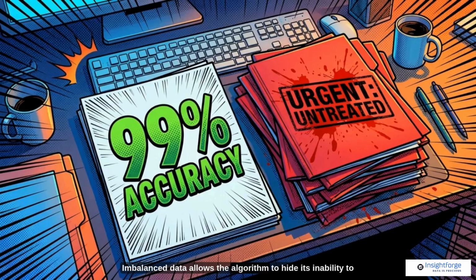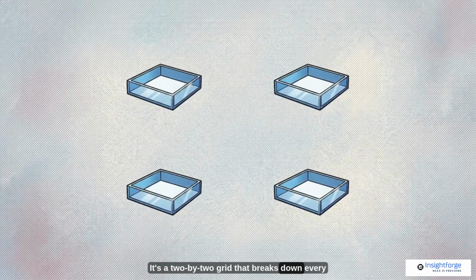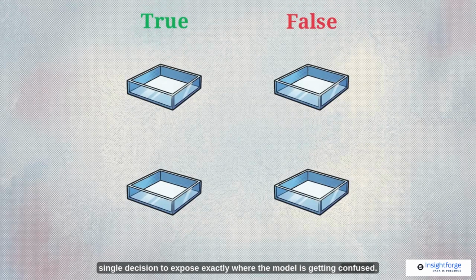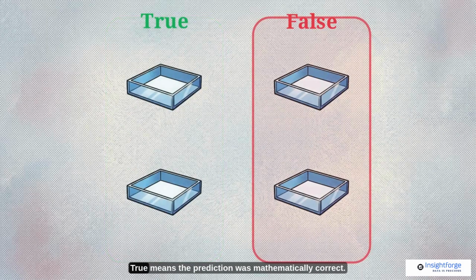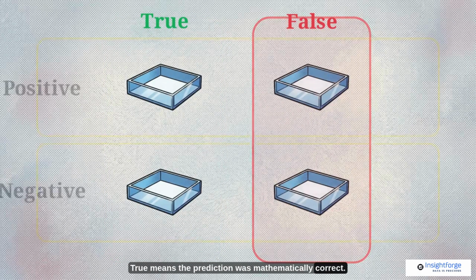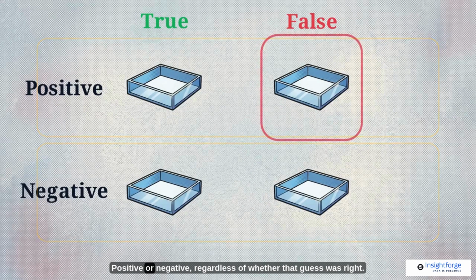Imbalanced data allows the algorithm to hide its inability to detect the minority class behind the illusion of a high score. We need a better way to measure success. Enter the confusion matrix. It's a 2x2 grid that breaks down every single decision to expose exactly where the model is getting confused. The first word tells you if the model was right or wrong. True means the prediction was mathematically correct. False means it was entirely wrong. The second word is simply what the machine guessed, positive or negative, regardless of whether that guess was right.